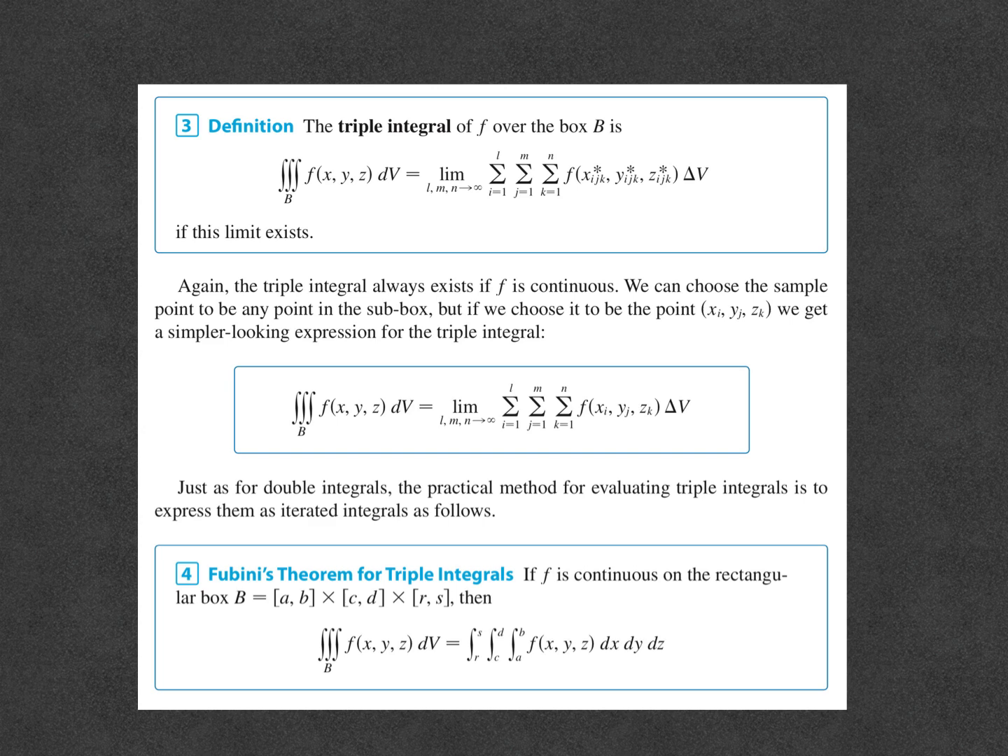But we have Fubini's theorem for triple integrals down here. And if f is continuous on the rectangular box B, where x is from A to B, y is from C to D, and z is from R to S, then we have the triple integral as shown below. And so we're going to start with finding the triple integral over a box using Fubini's theorem.